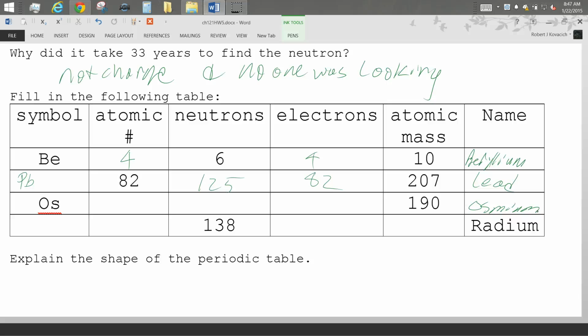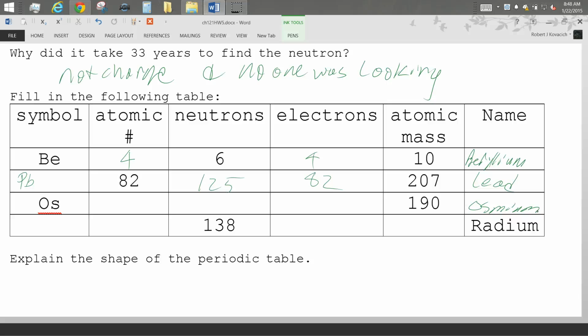It's the most dense element. We would make bullets out of it, but it's expensive and there's not a lot of it, so we don't. But it would make sense to make bullets out of it, right? One object that's more dense than another object goes through that object.